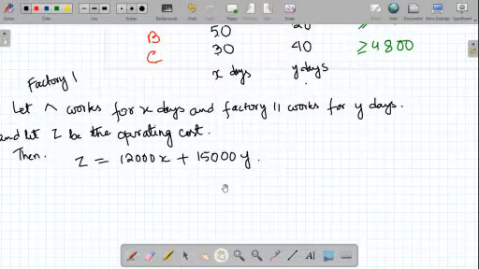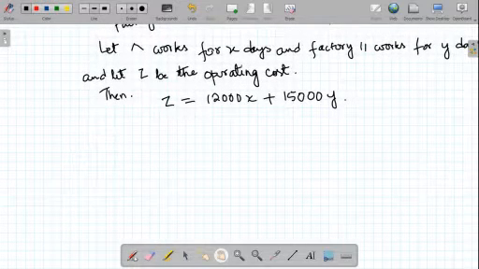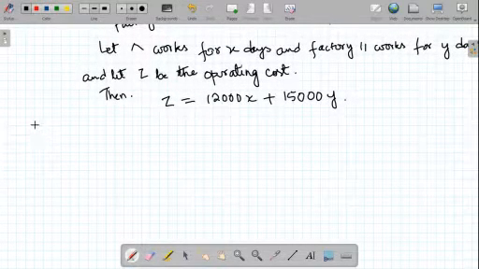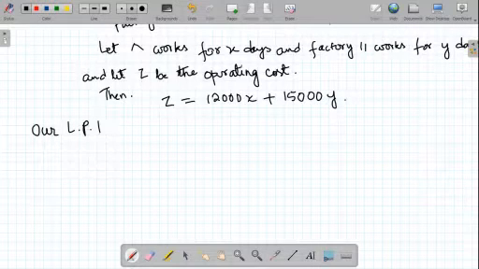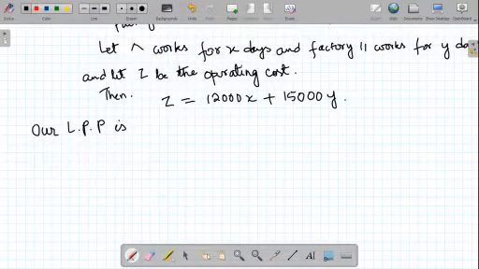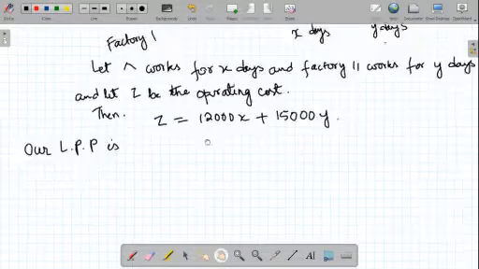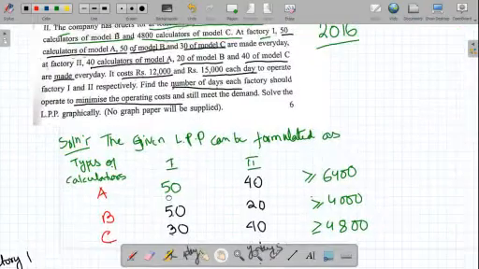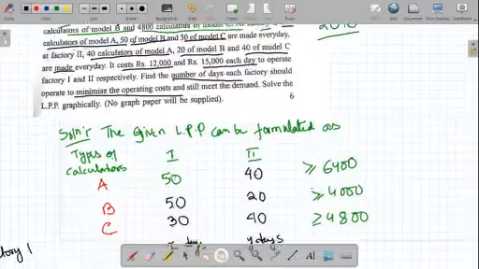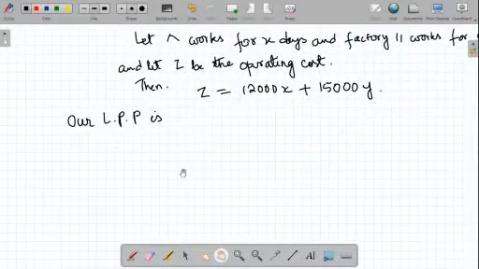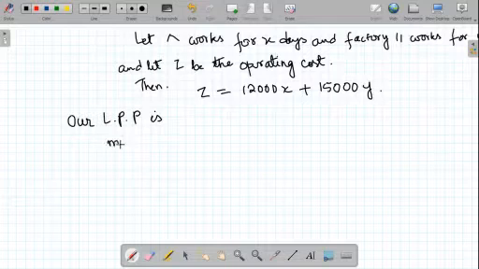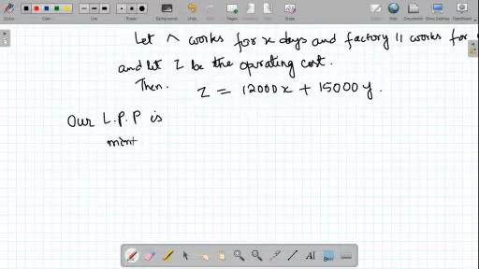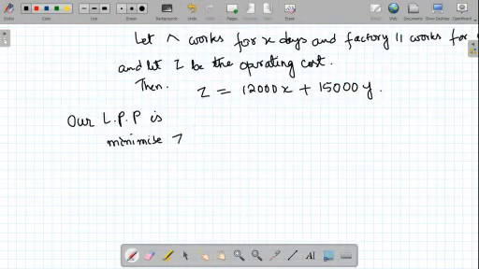Now our LPP is, okay, minimize or maximize? Look at the question: minimize. So our LPP is: minimize Z.